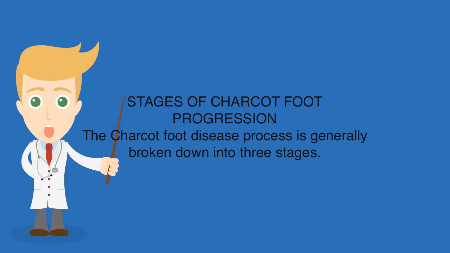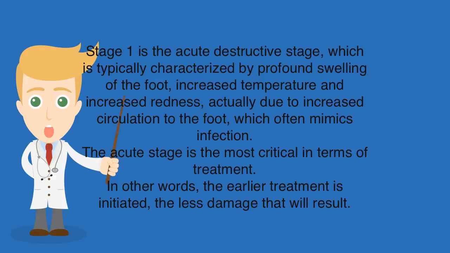Stages of Charcot foot progression. The Charcot foot disease process is generally broken down into 3 stages. Stage 1 is the acute destructive stage, which is typically characterized by profound swelling of the foot, increased temperature, and increased redness, actually due to increased circulation to the foot, which often mimics infection. The acute stage is the most critical in terms of treatment. In other words, the earlier treatment is initiated, the less damage that will result.